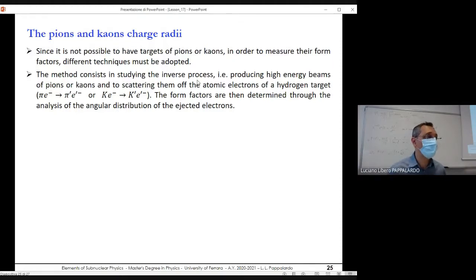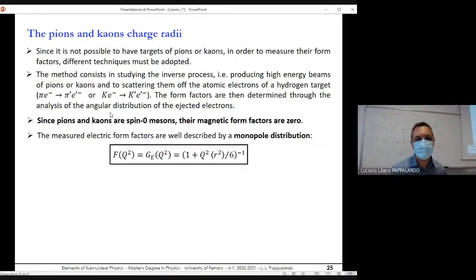We can make a beam of pions and a beam of kaons, and we can make them scatter on the atomic electrons of your target. So it is an inverse reaction. And then at the end, the form factors are determined by the analysis of the angular distribution of the scattered electron. Now the electron is at rest and your pion is coming as a beam of particles. If you remember, pions and kaons are pseudo-scalar mesons, so they have no spin and so they have no magnetic moment. So the only thing one can measure is the electric form factor. And for the case of mesons, the Q square distribution is a bit different.